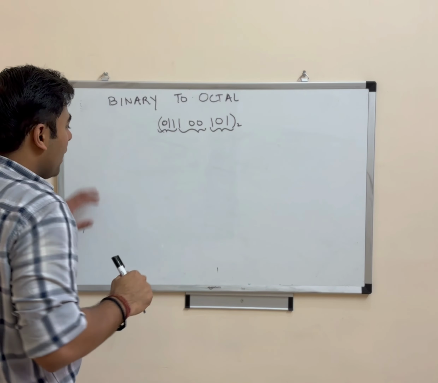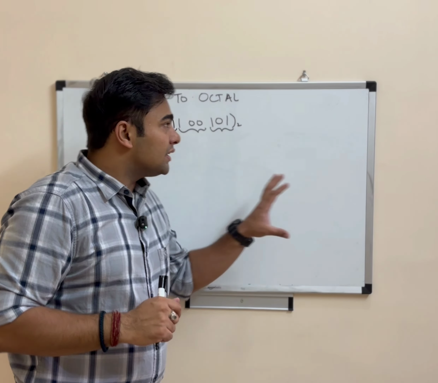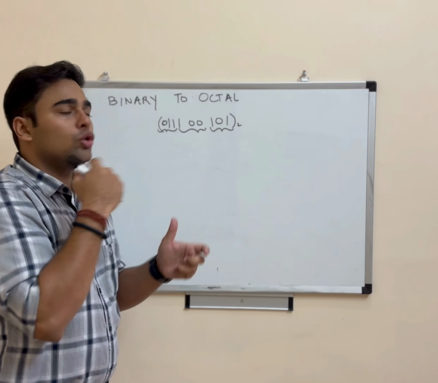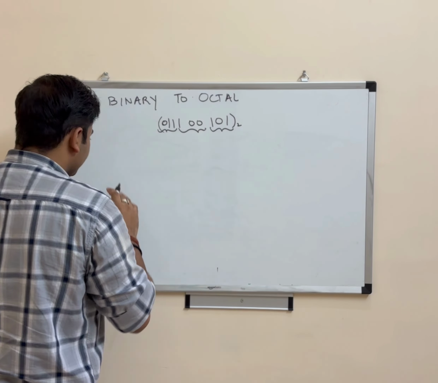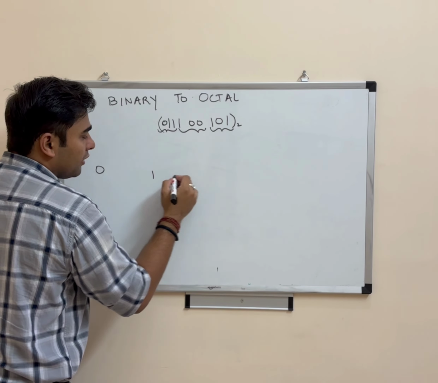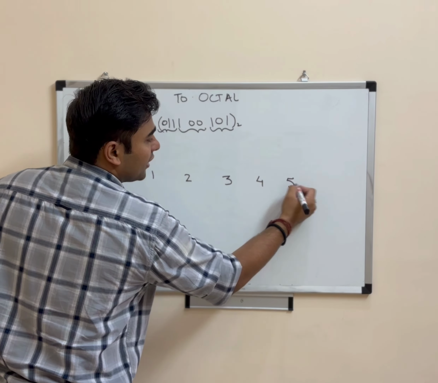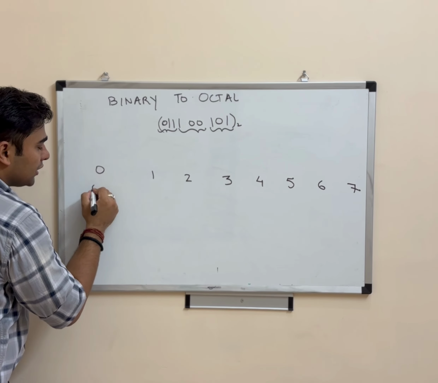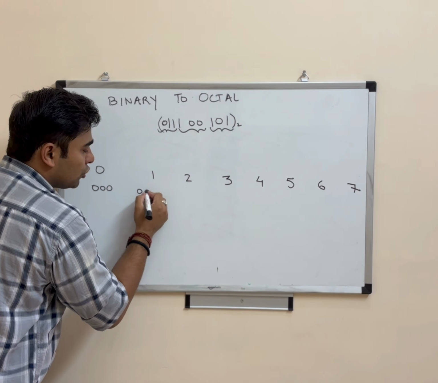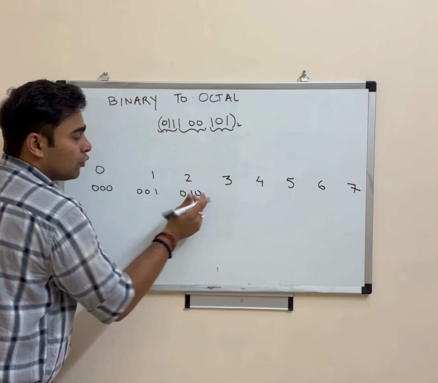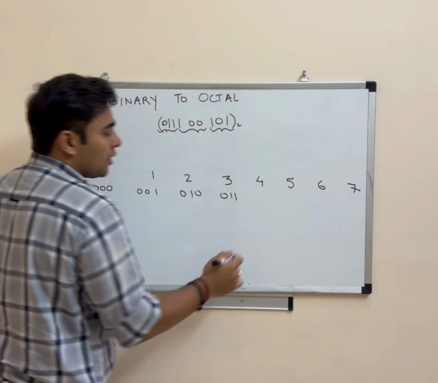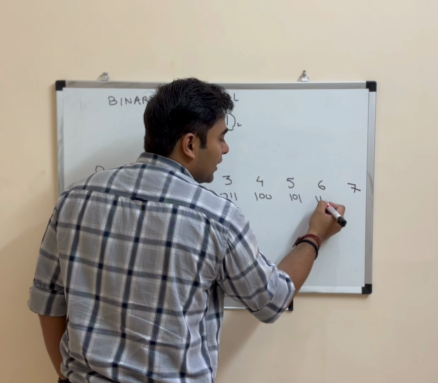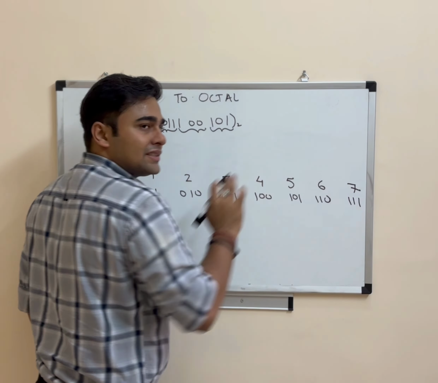Here I am going to give you a table. This table will help you to convert binary to octal and octal to binary. So in octal we have 0, 1, 2, 3, 4, 5, 6, and then 7. This is how the octal number system is. In binary terms, 000 would be 0, 001 would be 1, 010 would be 2, 011 would be 3, 100 would be 4, 101 would be 5, 110 would be 6, and then 111 would be 7.